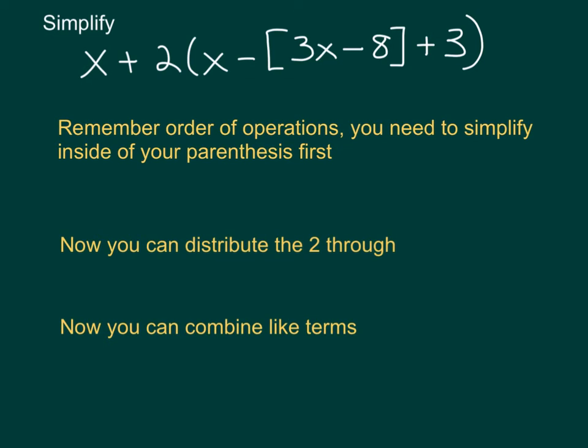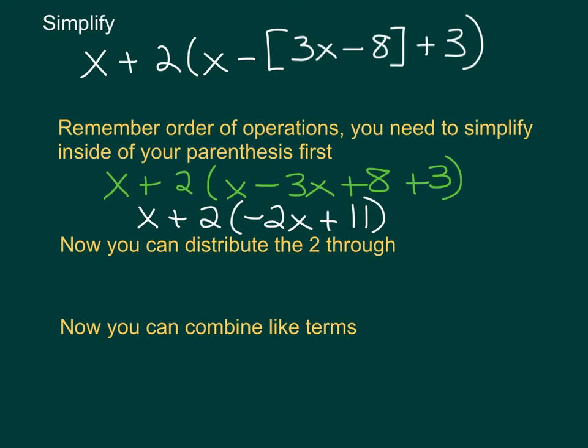Okay, so now we have a problem that has a lot of grouping symbols. x plus 2 parentheses x minus bracket 3x minus 8 bracket plus 3 parentheses. So again, I put in here, remember order of operations. You need to simplify inside of your parentheses first. So as you see, my first step is to distribute that minus sign through the 3x minus 8, which gives me negative 3x plus 8, which then when I go ahead and simplify that, I get inside the parentheses negative 2x plus 11.